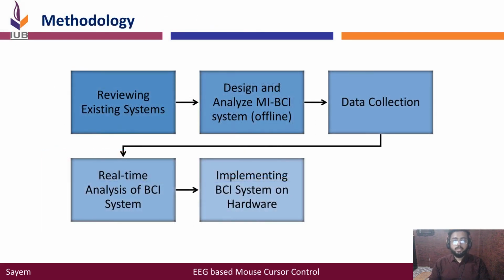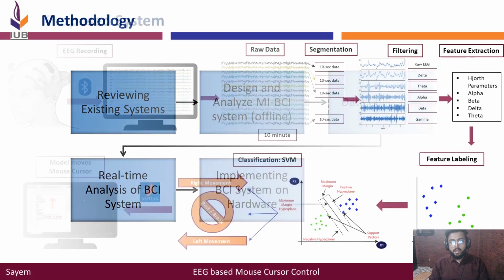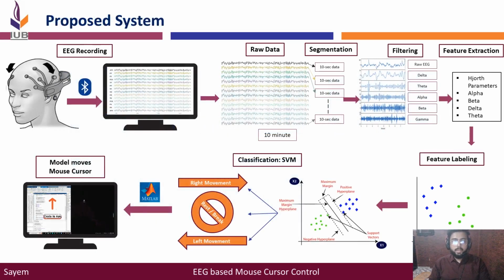Moving to the methodology, this is the methodology that we have focused on in our project. Moving to the proposed system, in the data acquisition part, we have recorded the raw data using the wireless 14 channel Emotiv Epoc headset, and after that we went for the segmentation. In the filtration part we have used a Butterworth filter to remove the unwanted noises, and then we have extracted the features from the filtered data.